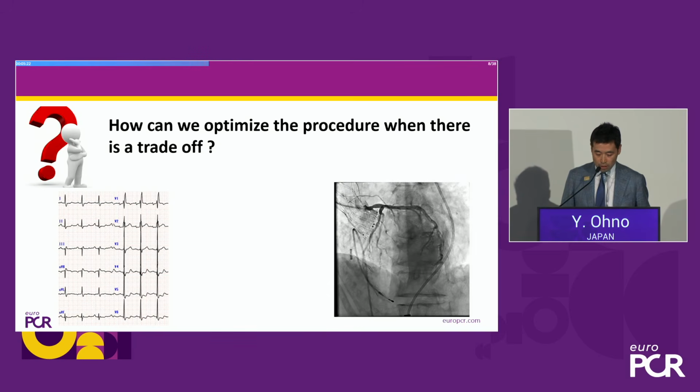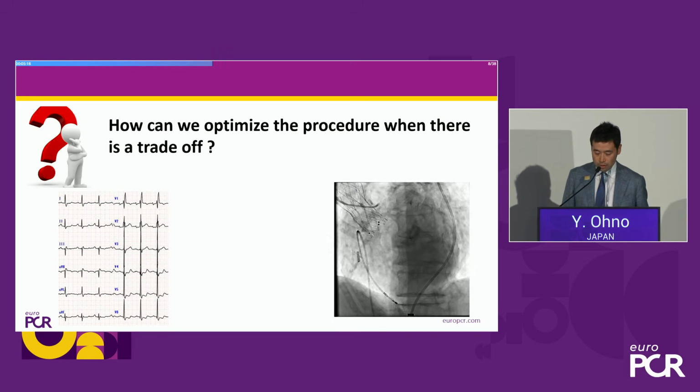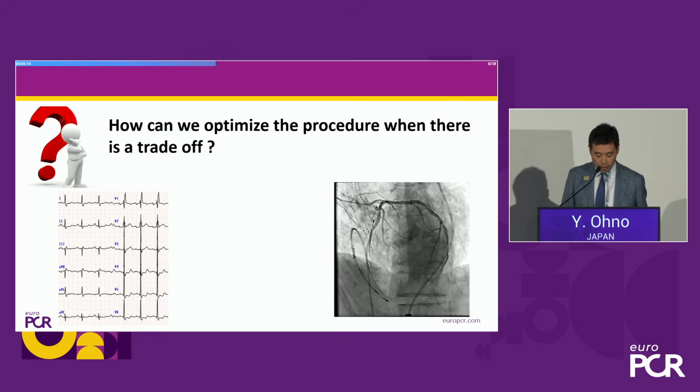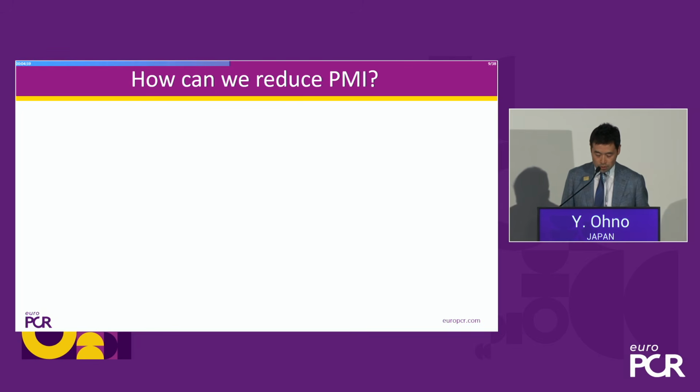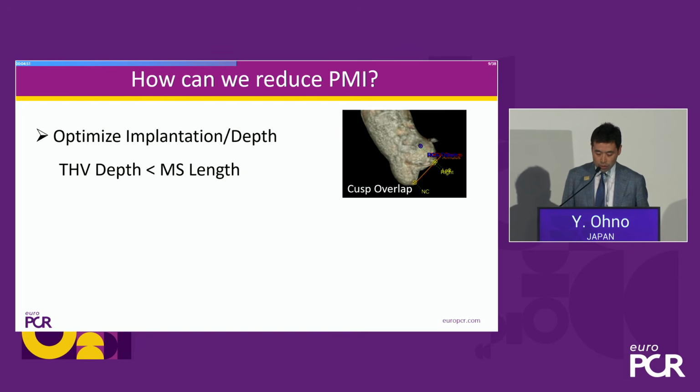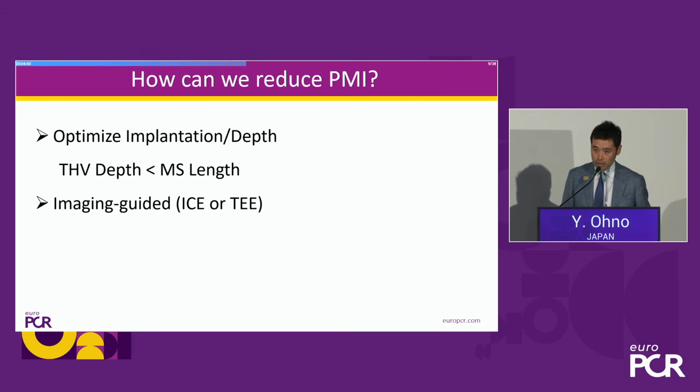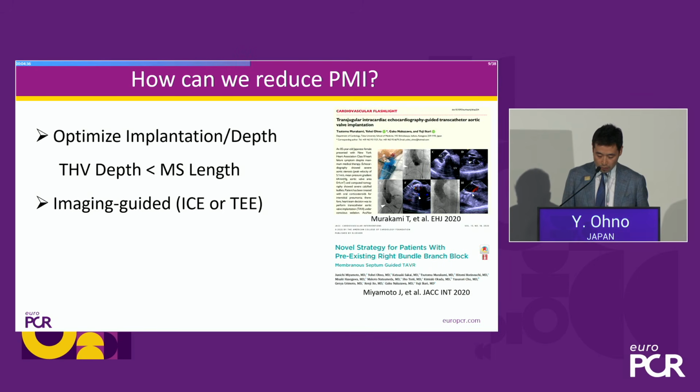There's always a trade-off when we decide the implantation depth for each patient. If you want to avoid a pacemaker, it's better to stay high. However, when we consider coronary access or future redo TAVI, maybe we should not go too shallow. So there are several tips and tricks to reduce pacemaker implantation. Obviously, the implantation depth matters very much. As I mentioned already, the depth of the implanted device has to be shallower than the length of the membranous septum. Imaging can help assist in this setting. We've been studying this a lot, and I think visualization of the membranous septum during the procedure with intracardiac echo helps as well.